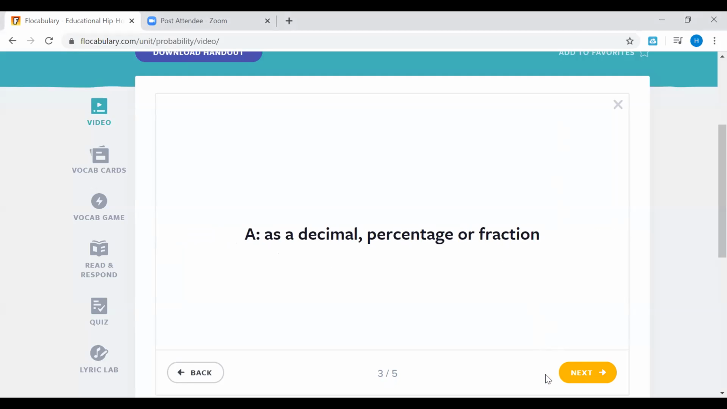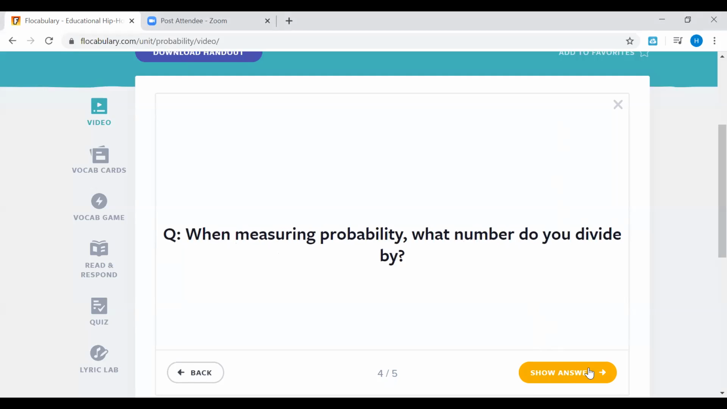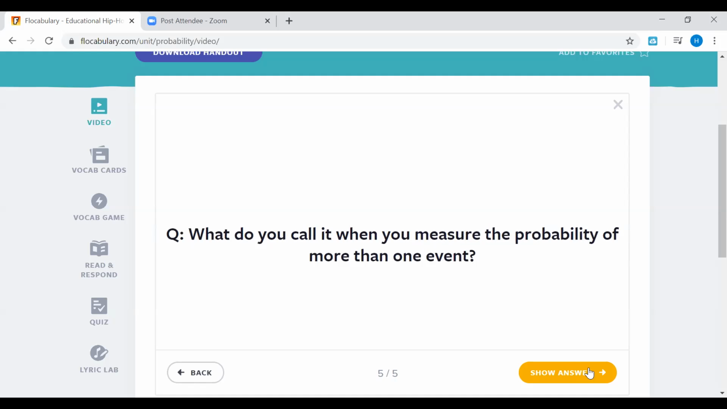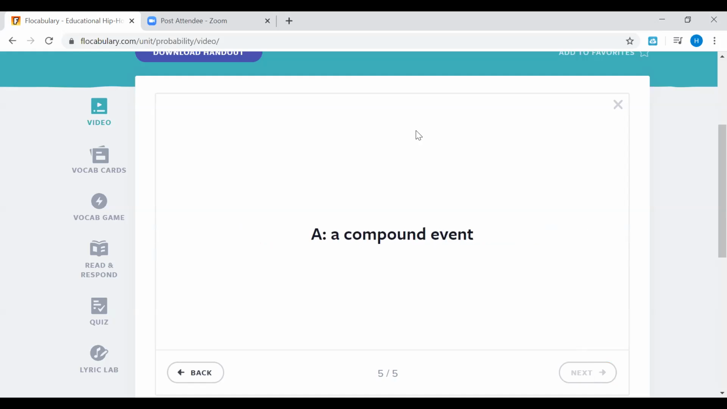What are the 3 ways to express probability? As a decimal, percentage, or fraction. When measuring probability, what number do you divide by? The total number of possible outcomes. What do you call it when you measure the probability of more than one event? A compound event.